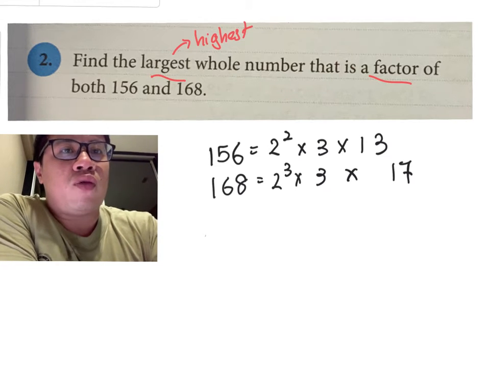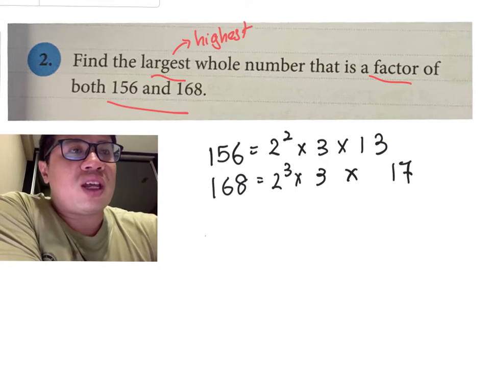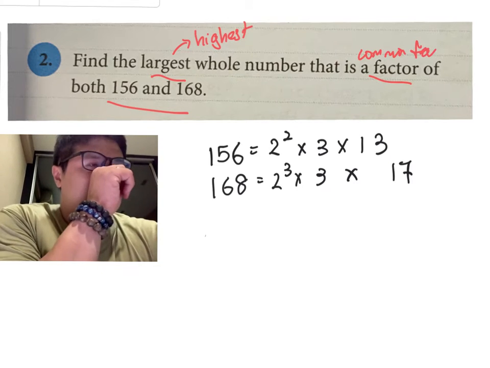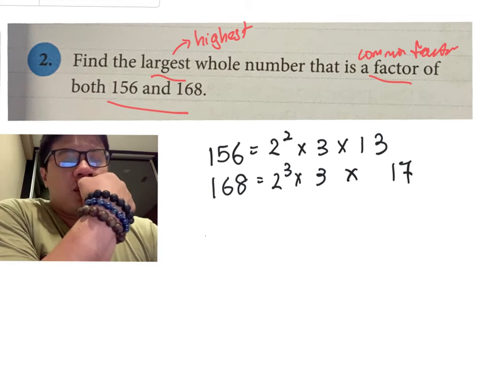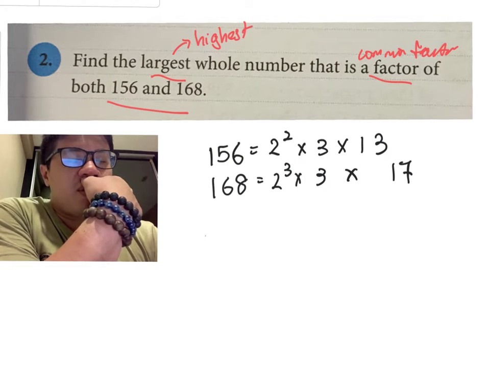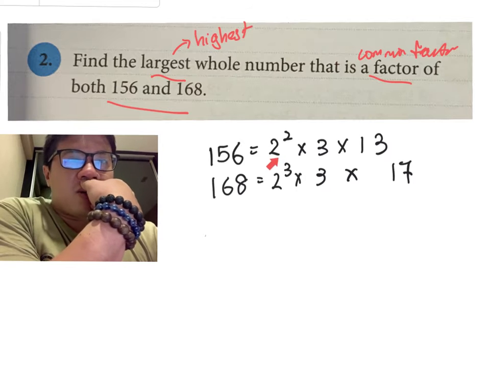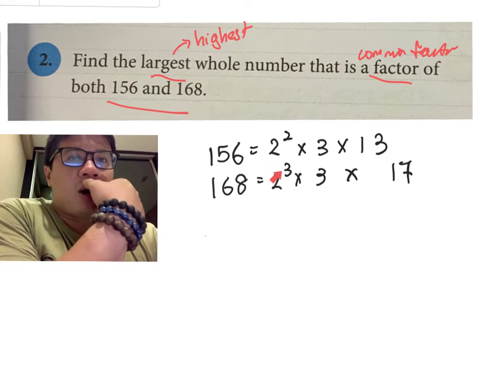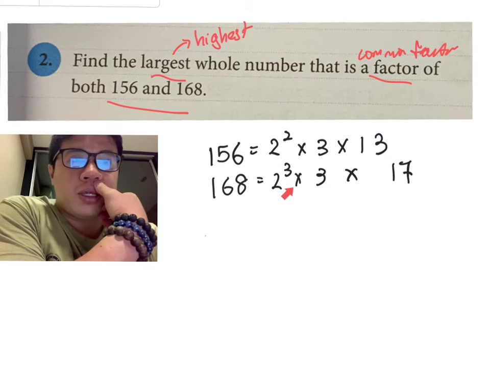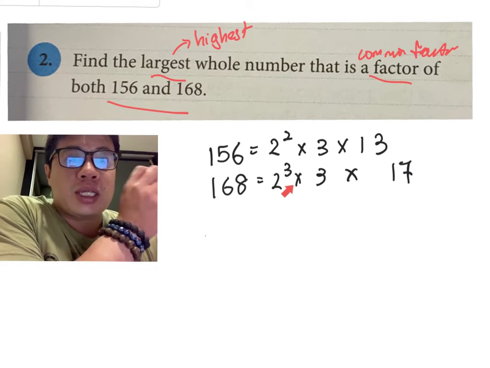And it's a factor of 168. That means this is trying to say that this is a common factor. So when we are finding the common factor, we only look at the prime factors that are in common, and we always consider the lowest index.